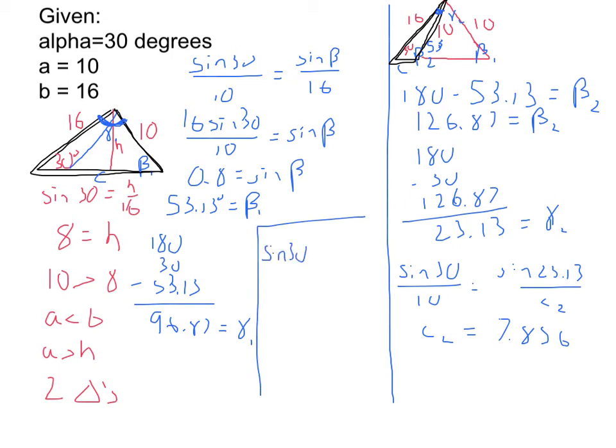Similar over here, almost the same. Sine of 30 over 10 equals sine of 96.87 over C1. Only difference between the two is what my angle gamma was in each one. And that will of course change the answer. C1 should be much larger, and it is. If you work that out for C1 you get about 19.856.